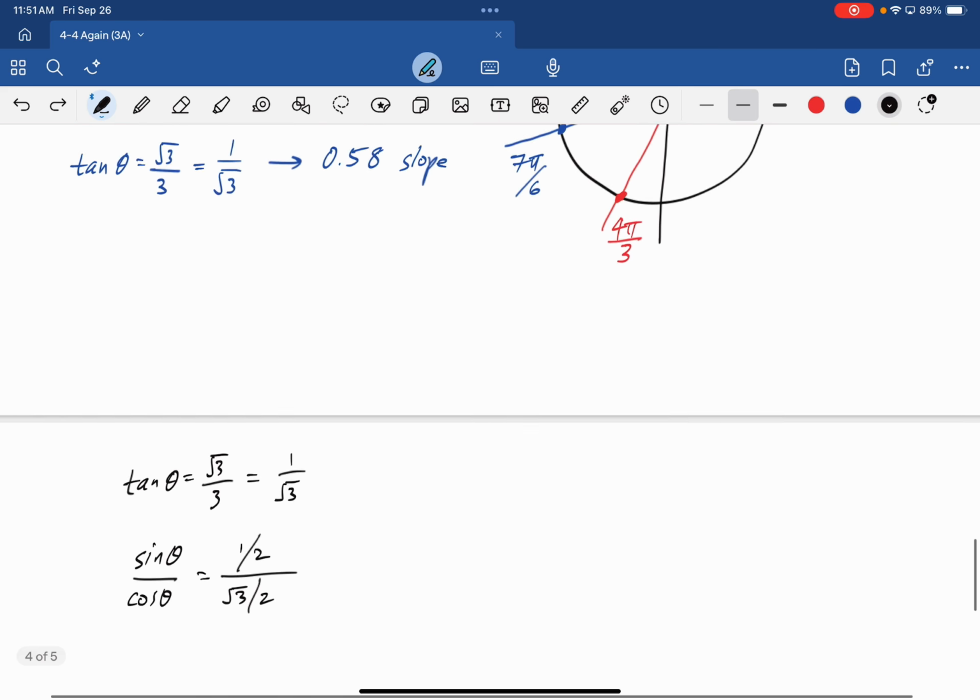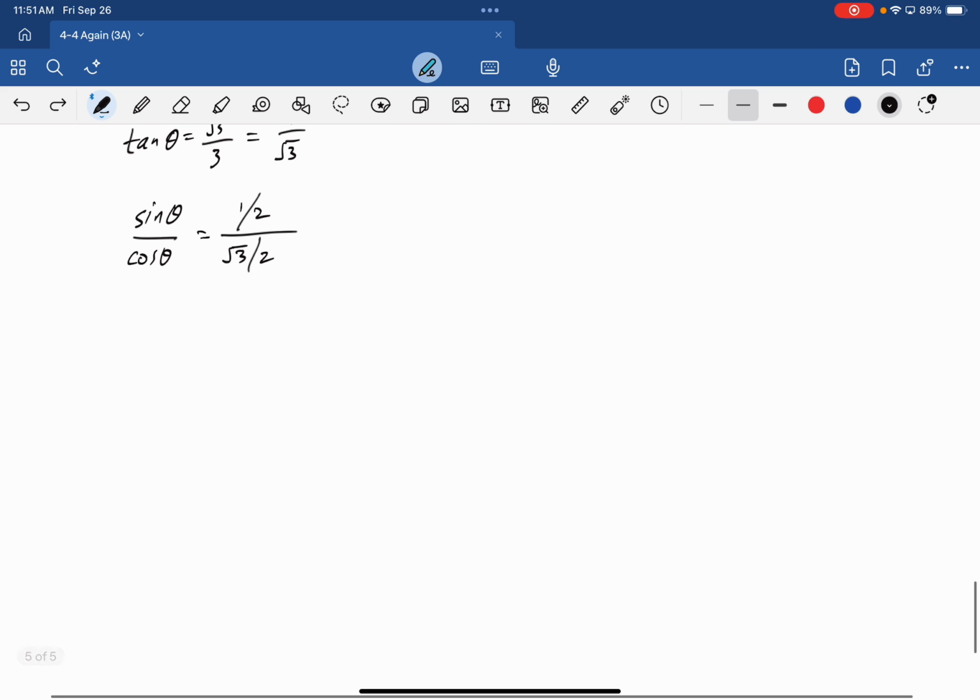All right, I'll let you guys do one by yourself. Cotangent theta equals negative root 3, please. Find two values of theta. You can do either method.